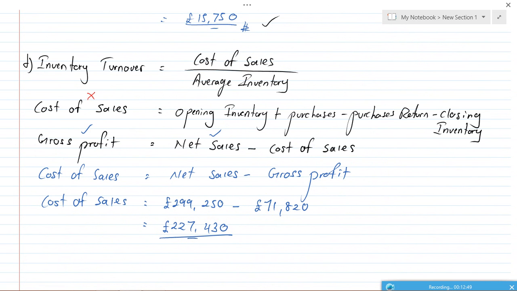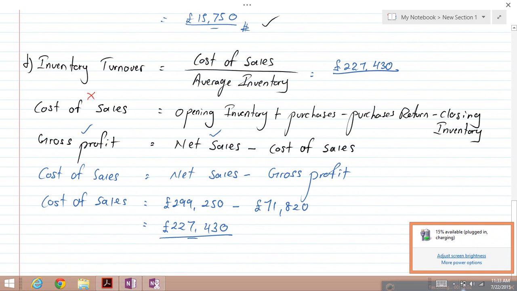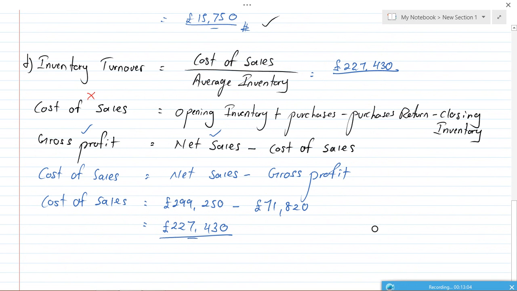So we already got the cost of sales. Now we can work out the inventory turnover. So over here, 227,430 divide with 15,750. How much you will get? You will get 14.44 times inventory turnover.